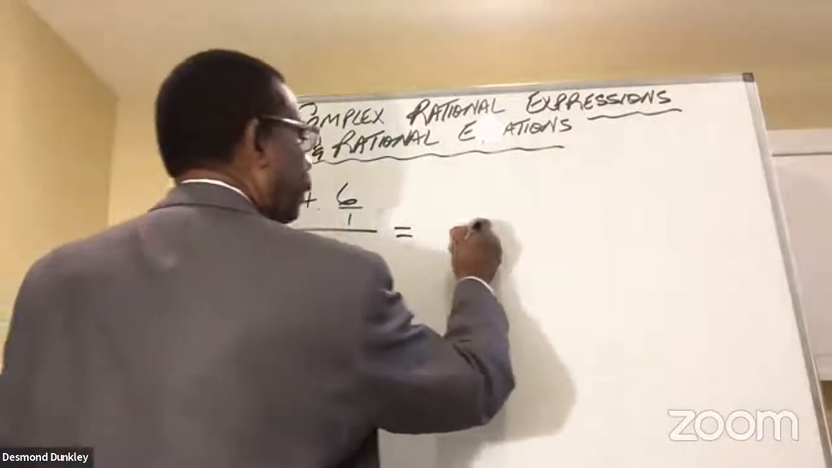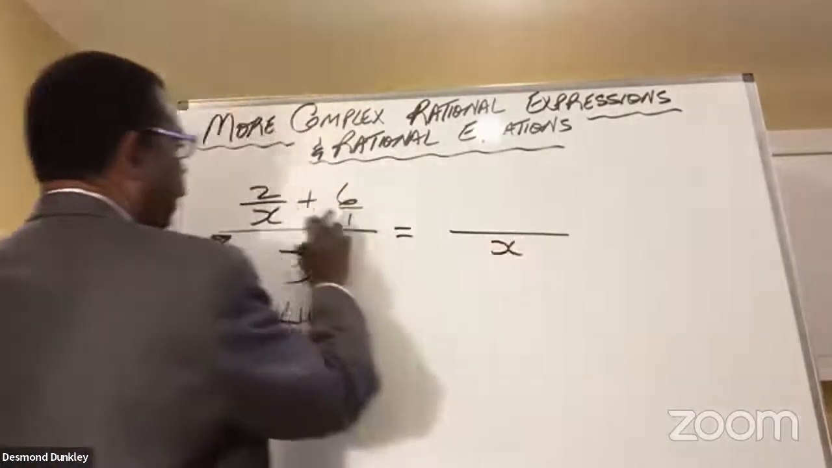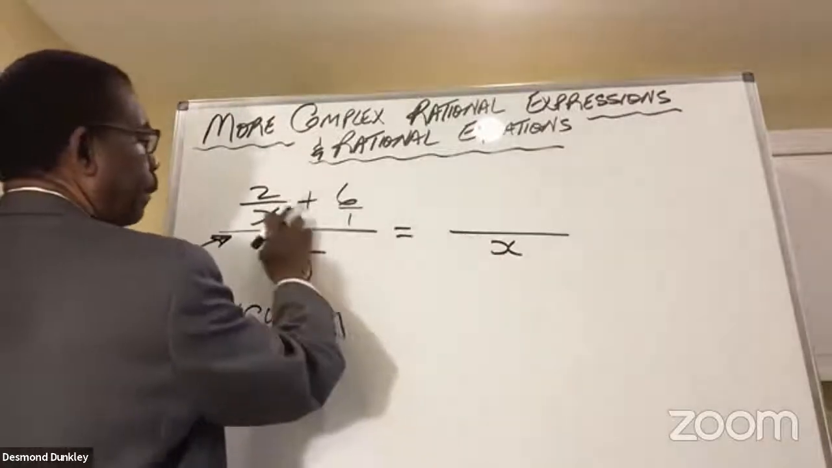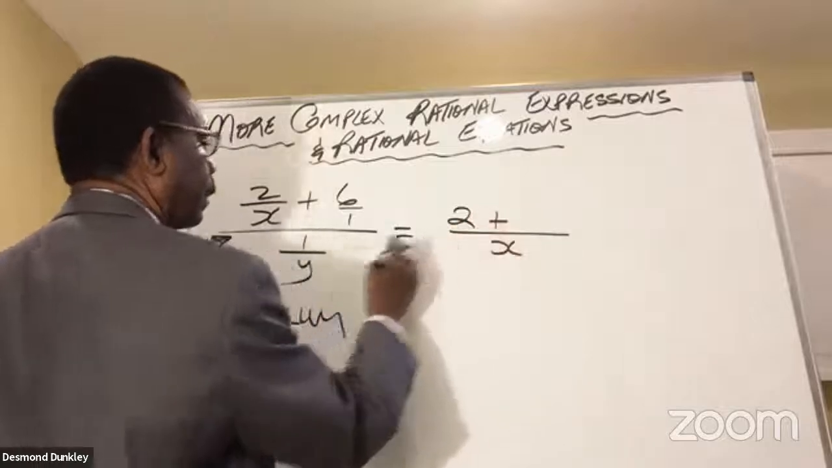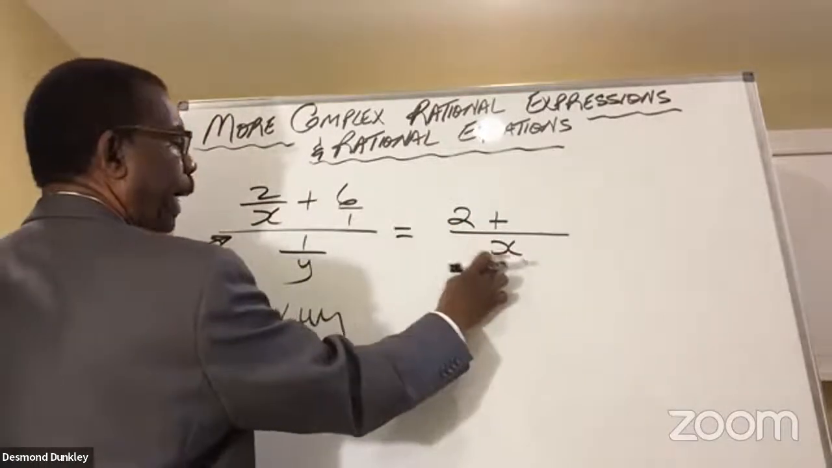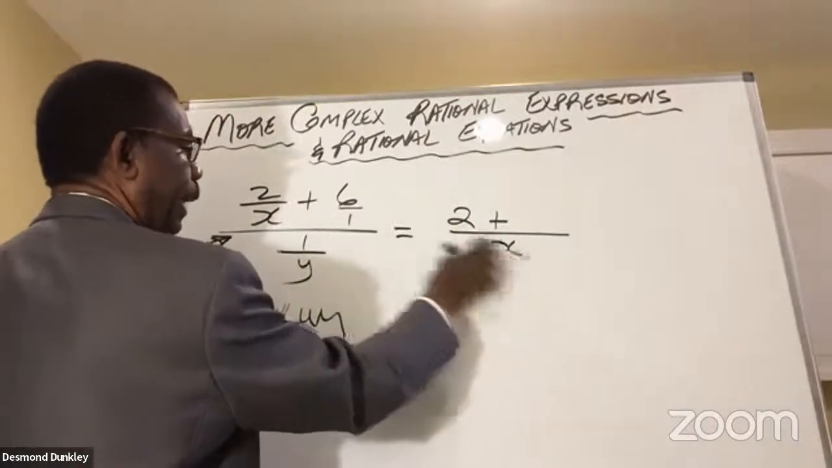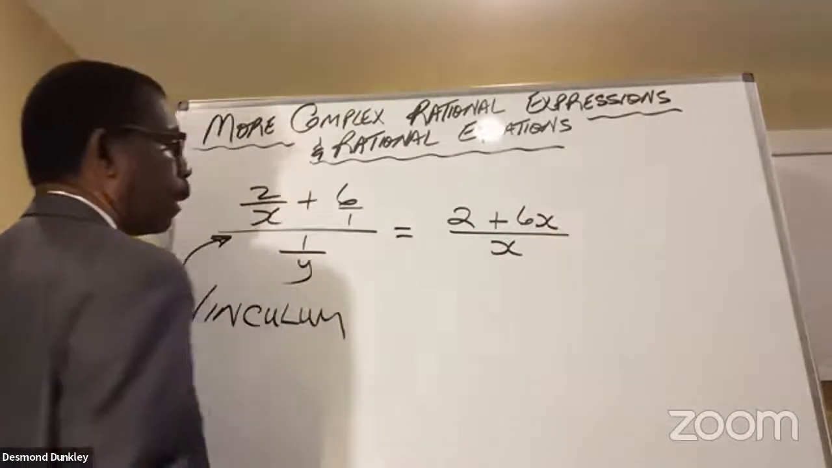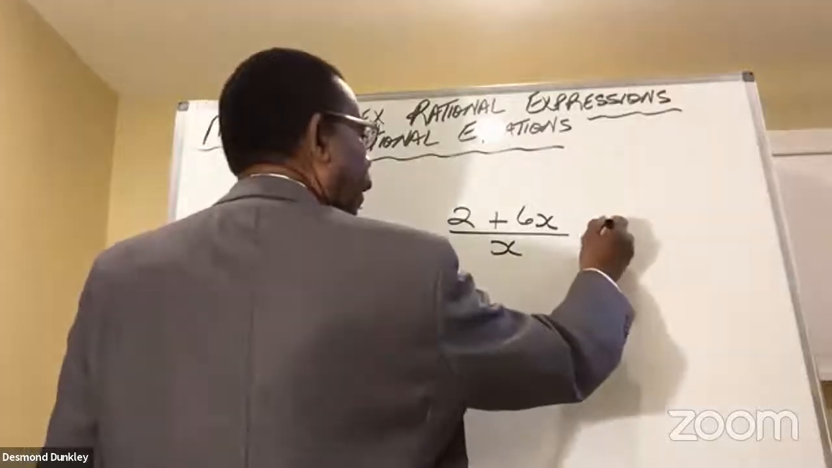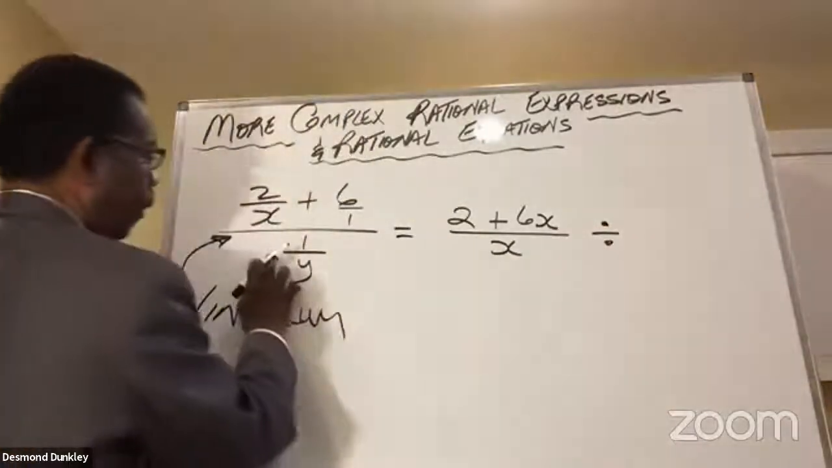It becomes, this becomes, x times 1 is x. It's going to be 2 plus, this must be multiplied by x to get this. So x times 1 is x, so this becomes 6x. And you're dividing by 1 over y.